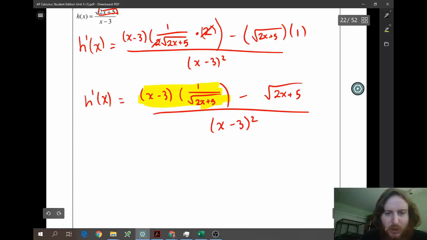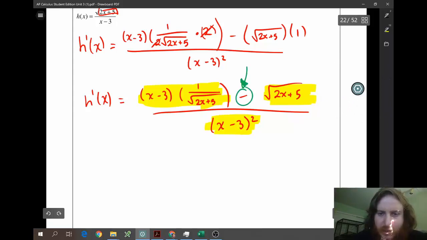Why? Because it's being multiplied together. This is going to be the second term, and this is going to be the third term. If we notice, the minus, or if it was a plus, that symbol there is acting as our separator. So what we're going to do is multiply times the square root of 2x plus 5, times the square root of 2x plus 5, and times the square root of 2x plus 5. We multiply it to each term.